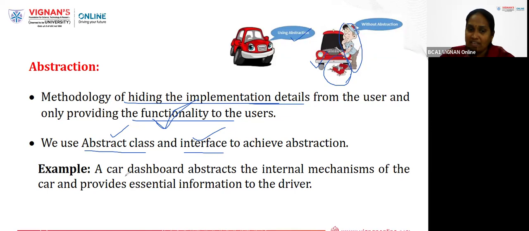Right. Now here you can see a car dashboard abstracts the internal mechanism of the car and provides essential information to the driver. The driver needs to know how to operate the steering, the brake, the accelerator, and the other things. He doesn't know how all these are operating, how all these are working. So the internal mechanism is not known to the driver. That is to be called as abstraction, right?